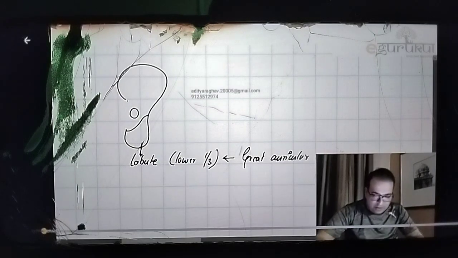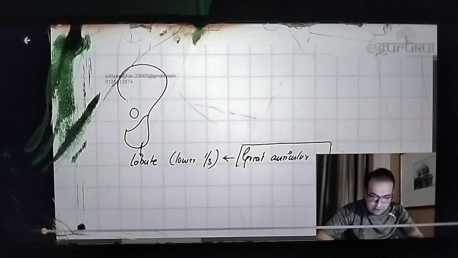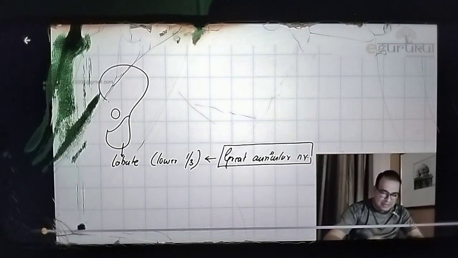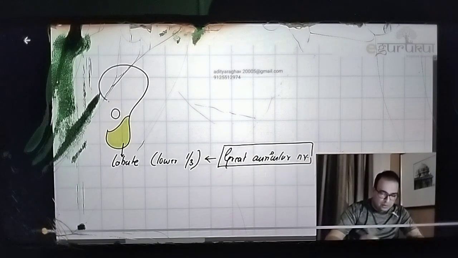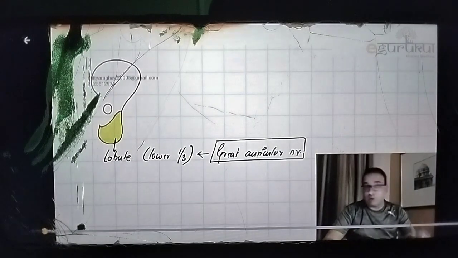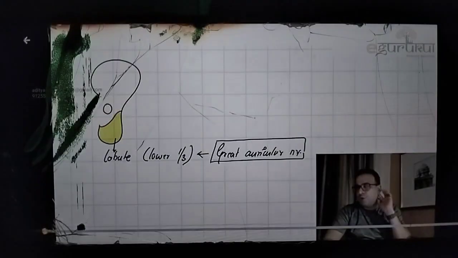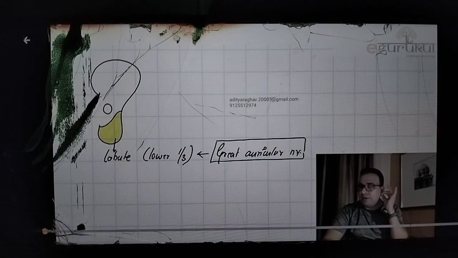Well, we have discussed enough about the great auricular nerve in the posterior triangle of the neck. So that great auricular nerve is taking care of the lobule of the ear, that is the lower 1/3 of the auricle, and on both surfaces. The important thing is both the outer surface as well as the inner surface, or you can say lateral surface and medial surface. The entire lobule is supplied by the great auricular nerve.